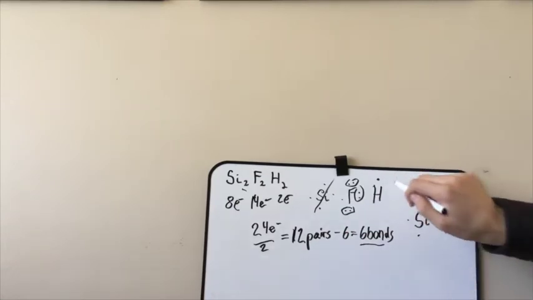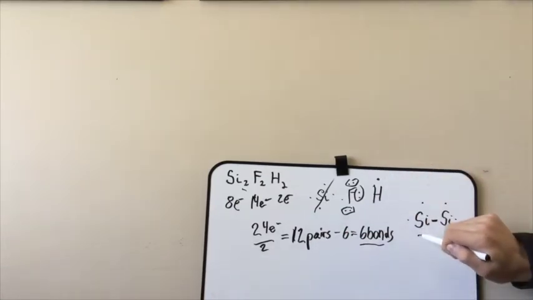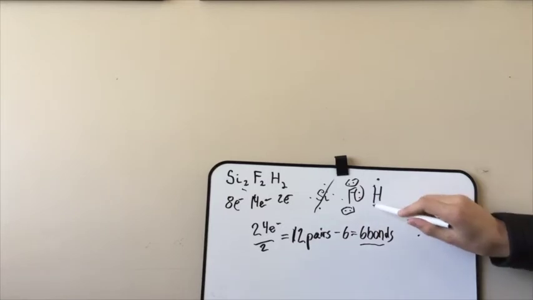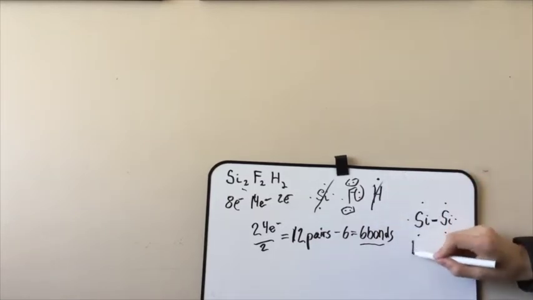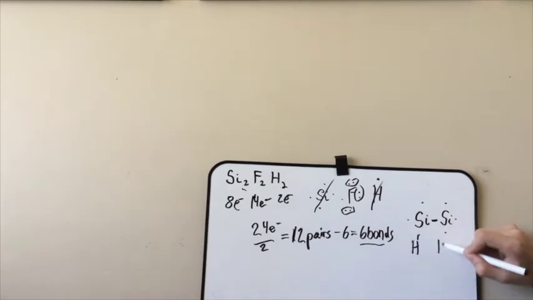Next, let's work with hydrogen because it's only 1 valence electron, and it'll be really easy to pair with the 1 valence electron of silicon. So we do the 2 hydrogens, so that forms a single bond. Same thing here, it forms a single bond.